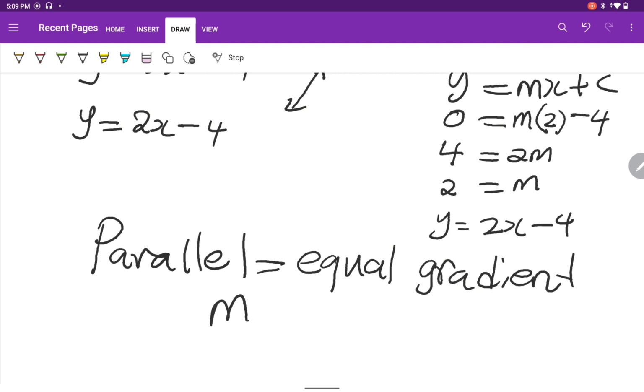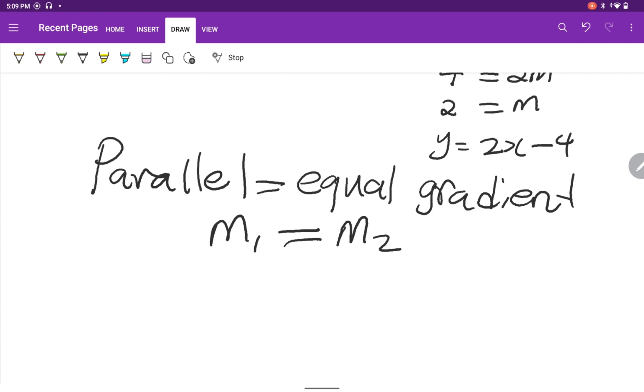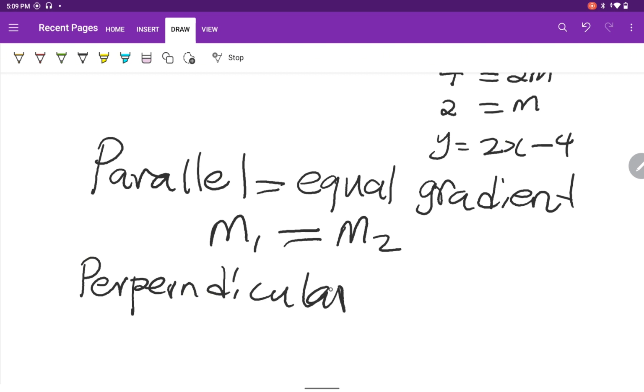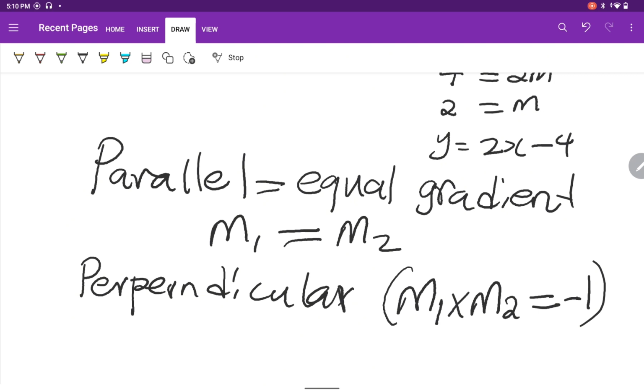In other words, the gradient for line number 1 is the same as the gradient for line number 2. Now if the lines are perpendicular, then the product of the gradients is -1. So the gradient of line number 1 times the gradient of line number 2 will always give us -1. This will help us to get the gradient of the line that we are looking for, if we are given that the two lines are perpendicular.